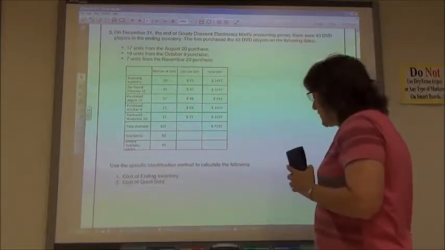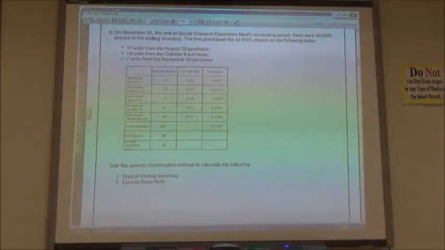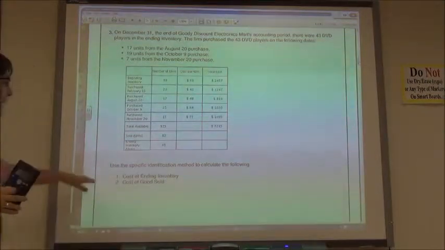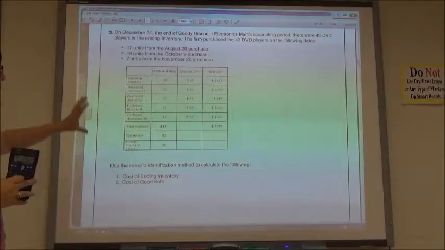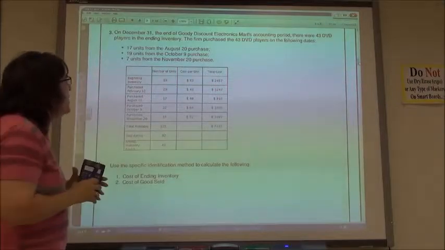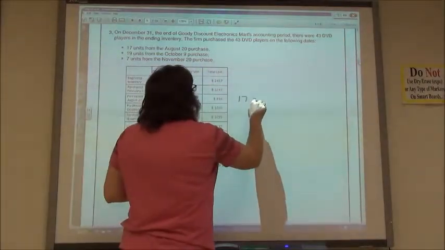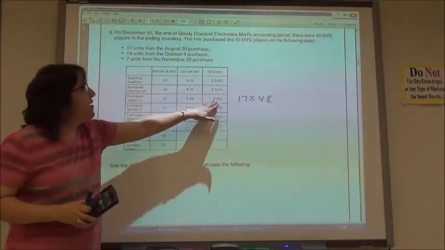So number 3, on December 31st, the end of Goodie Discount Electronics' accounting period, there were 43 DVD players in the ending inventory. The firm purchased the 43 DVD players on the following dates. And again, we're using the specific identification method, so we're finding the cost exactly of what we purchased. So 17 units from the August 20th purchase. We have all 17 units of those that cost $48. They already have that figured out.